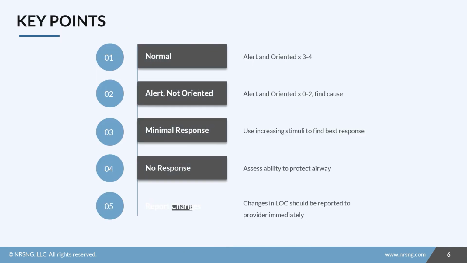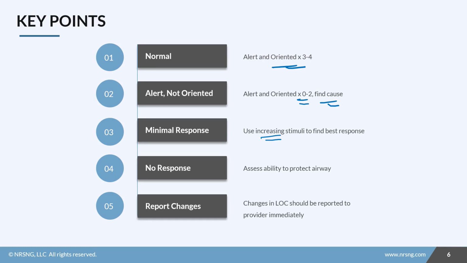So remember, when we assess level of consciousness, we are first assessing whether or not they are alert and awake, and then we assess their orientation level. If they're oriented times 3 to 4, then that's pretty normal. If they're oriented times 1 or 2, we're talking about them being confused, possibly even delirious. We want to figure out what the cause is so that we can address it. Then if they're not alert and oriented, we want to use some painful stimuli in an increasing fashion to figure out what their best response is going to be to that pain.